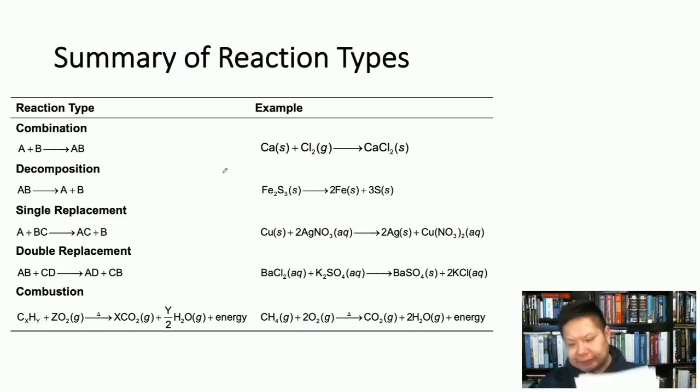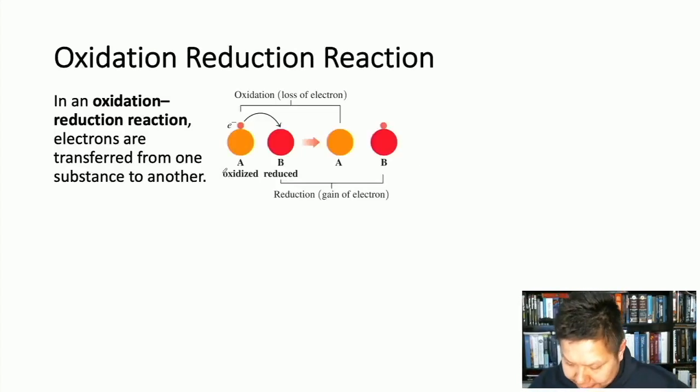So the next type of reaction we keep a little bit separate because it's a little bit more complicated. And these are called oxidation reduction reactions. There we go. Forgot to hit the slide button. So what is an oxidation reduction reaction? It's a reaction in which electrons are transferred from one reactant to another reactant, right?